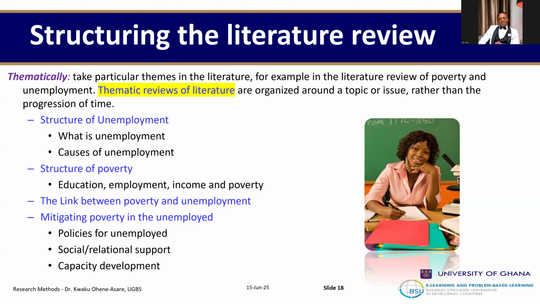For example, you are looking at the poverty and the unemployment literature. So your themes will be structure of unemployment, structure of poverty, the link between poverty and unemployment, and then mitigating poverty in the unemployed. So these are the themes in blue. Then under the first one, the structure of unemployment, you have what is unemployment, what are the causes of unemployment. Under poverty, what is poverty? What are the causes of poverty? What is education and employment and income related to poverty? And then you go step by step.